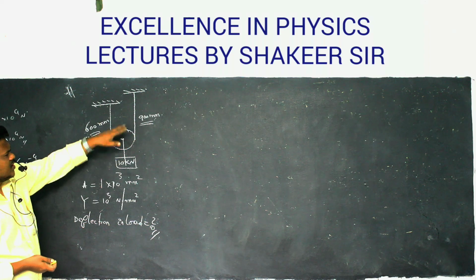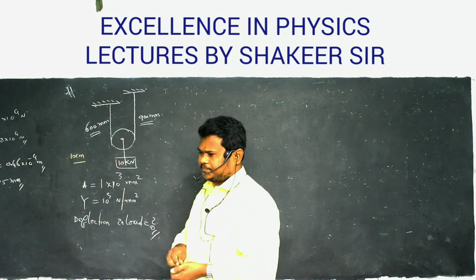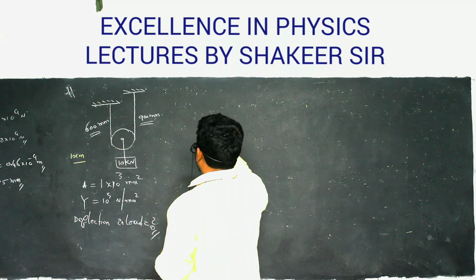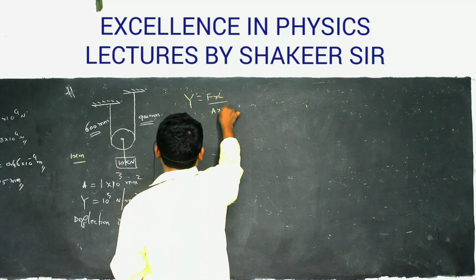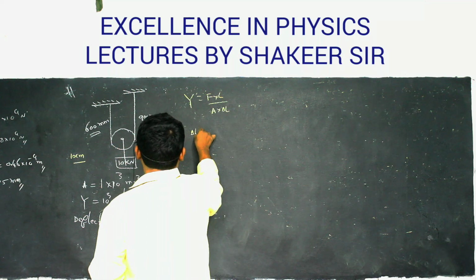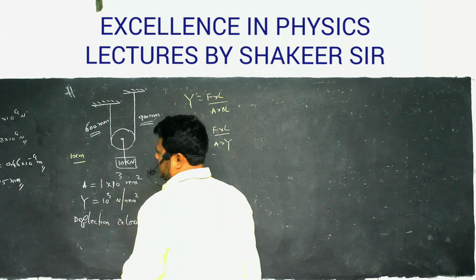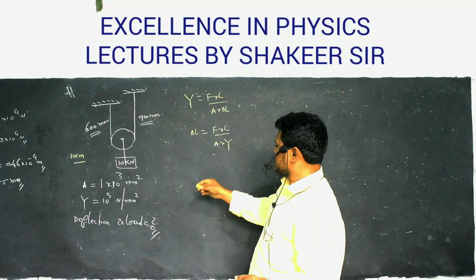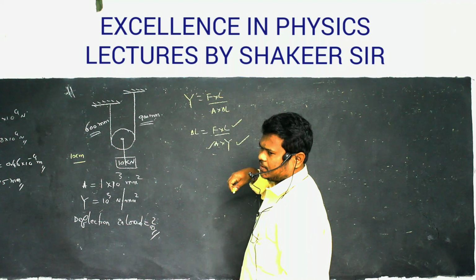Now the question is, how can I calculate elongation produced in this wire? How can I calculate? So we have a relation, no? Y is equals to F into L divided by A into delta L. Then delta L is how much? F into L divided by A into Young's modulus. Young's modulus is already given. Area of cross section is given. Length is also given. Clear, ma?